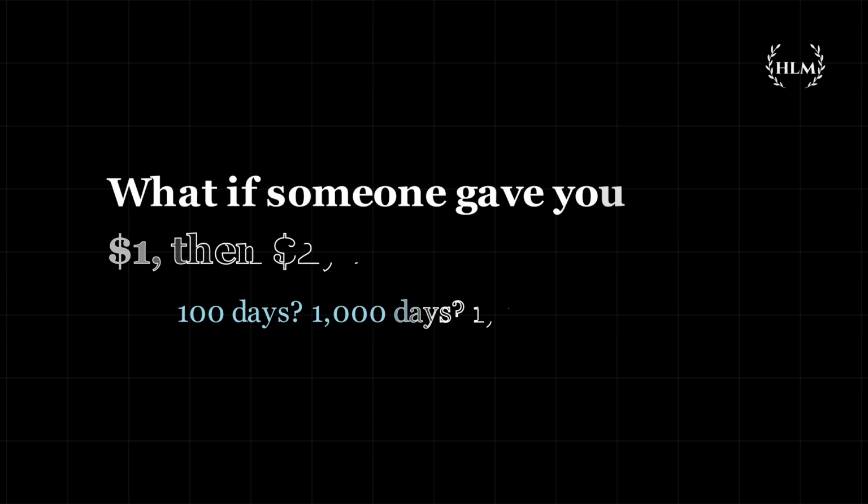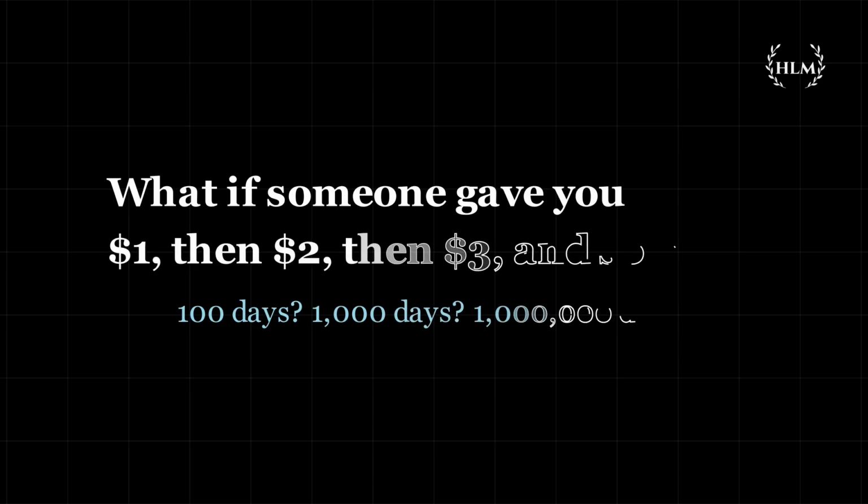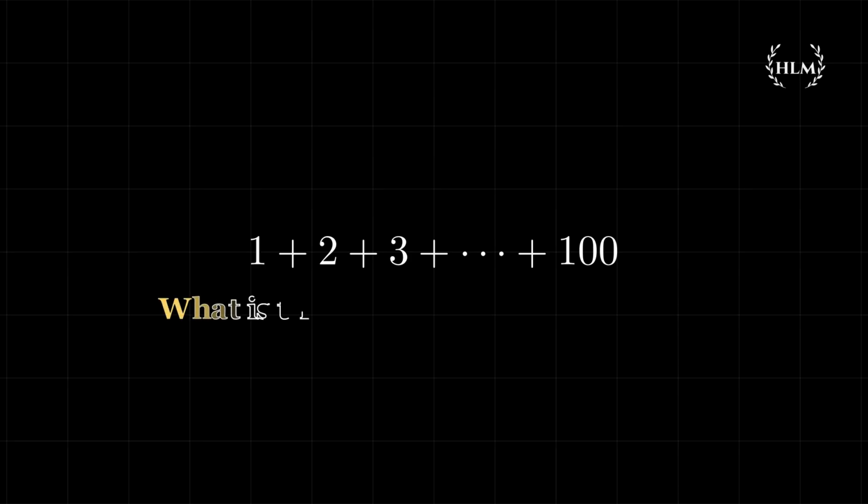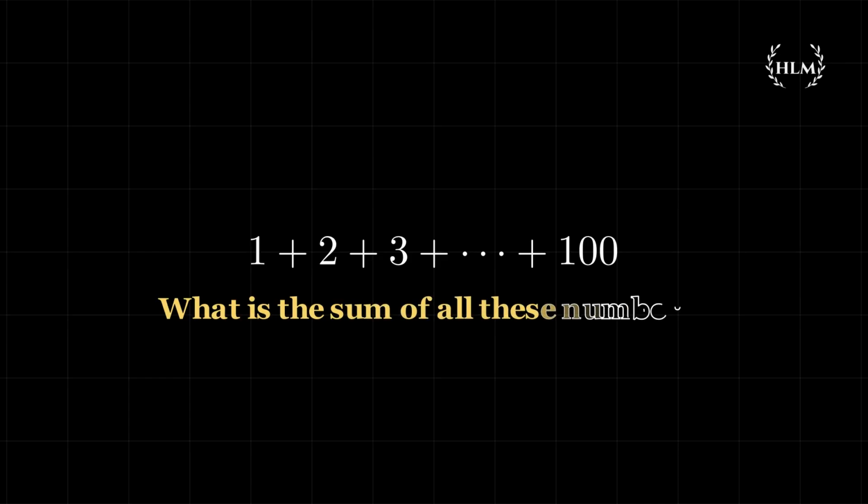What if someone gave you $1 the first day, $2 a second, $3 a third, and so on until 100 days, or 1,000, or 1,000,000 days? That's an idea or question that we covered last video. So if we add 1 plus 2 plus 3 plus so on all the way to plus 100, the question is, what is the sum of all these numbers, so you know how much you've gained over those 100 days?